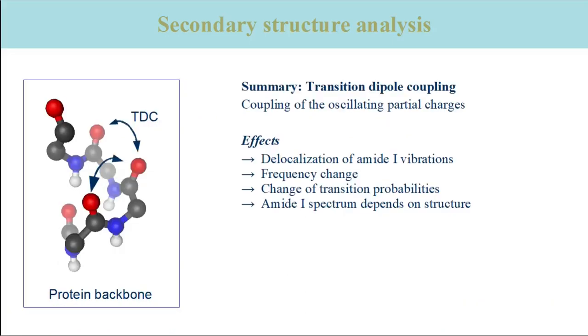Now we can summarize this section on transition dipole coupling. This coupling is an interaction between the moving charges. The effects are the following. Several amide groups usually participate in a given amide 1 vibration. In other words, the amide 1 normal modes are delocalized over several amide groups. Transition dipole coupling changes the vibrational frequencies of the amide 1 vibrations. Some have a lower frequency than the uncoupled amide 1 vibrations, and some a higher frequency.